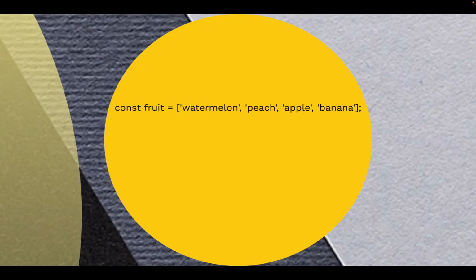To retrieve a value, we use an index number. Arrays use zero-based indexing, so the first item has an index of 0. To show the value in the second position, you'd use fruit in square brackets 1. This would result in peach showing up on the console.